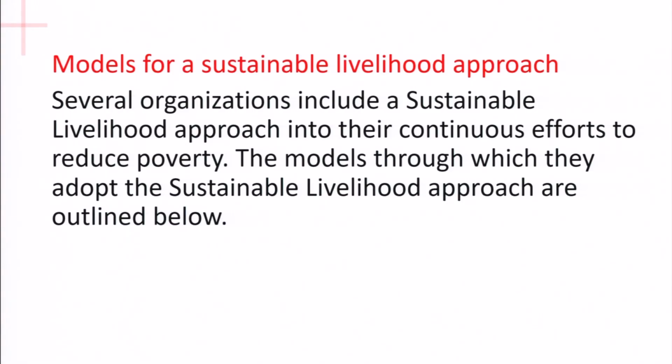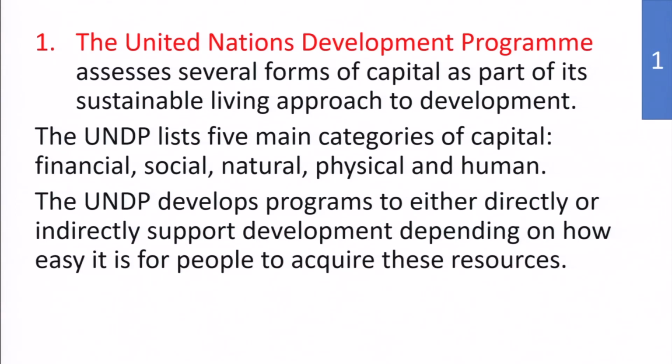There are several models for the sustainable livelihood approach. Several organizations include sustainable livelihood in their continuous effort to reduce poverty. The models through which they adopt the sustainable livelihood approach are presented. The first one is given by the United Nations Development Programme, and this assesses several forms of capital as part of sustainable living. According to the UNDP, they have five main categories of capital. They are the financial capital, social capital, natural capital, physical capital, and human capital. And according to UNDP, for sustainable living, all these five capitals have to be sustainable.